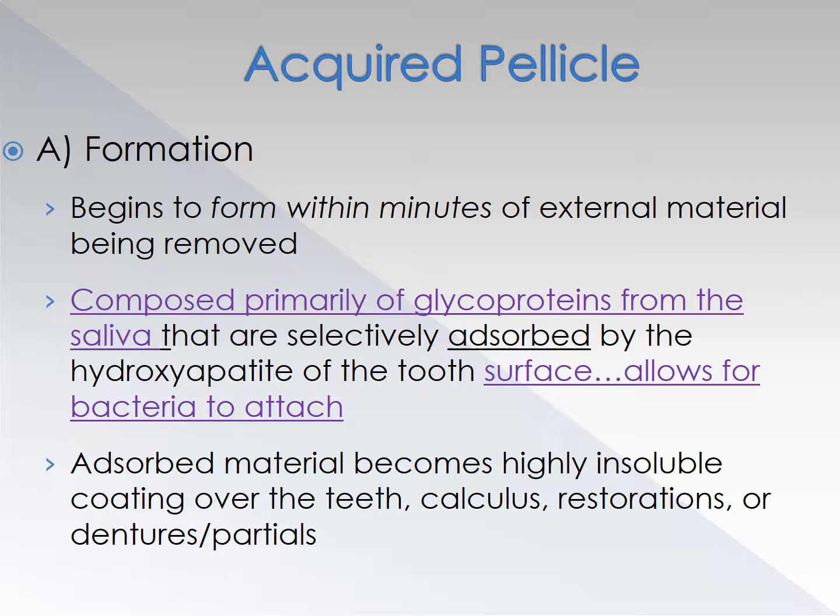Now, its composition is primarily glycoproteins that are selectively absorbed by the hydroxyapatite of the tooth surface. That's that matrix that we talked about back in embryology and histology. You probably talked about it a little bit in dental anatomy also. Okay. So it's primarily composed of the glycoproteins from the saliva that are selectively absorbed.